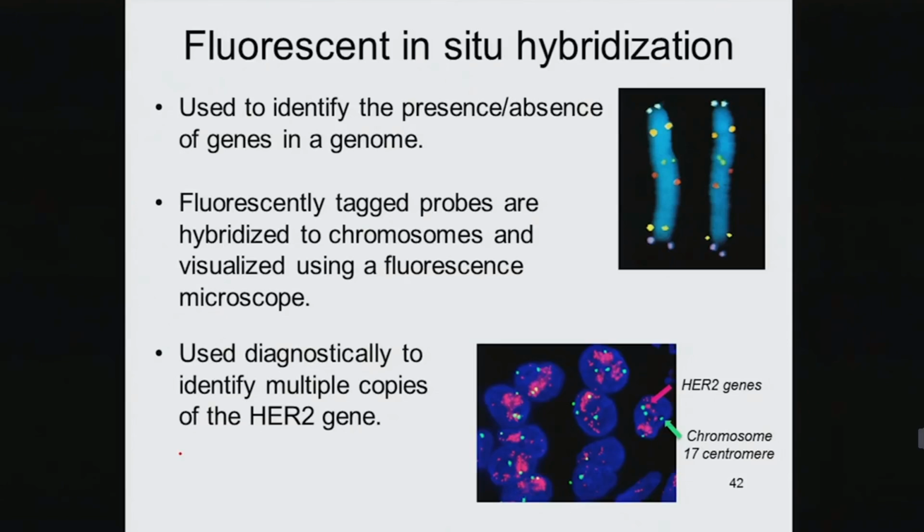So here's just a representation of that using a fluorescence microscope. This technique has been used for the identification of multiple copies of the HER2 gene. So here's just an example that's located on chromosome 17. If you have greater, I think, than 17 copies of this HER2 gene, you have a higher risk of breast cancer. So that's one way to actually identify who's susceptible to breast cancer through this HER2 gene, if you have greater than 17 copies on this chromosome.